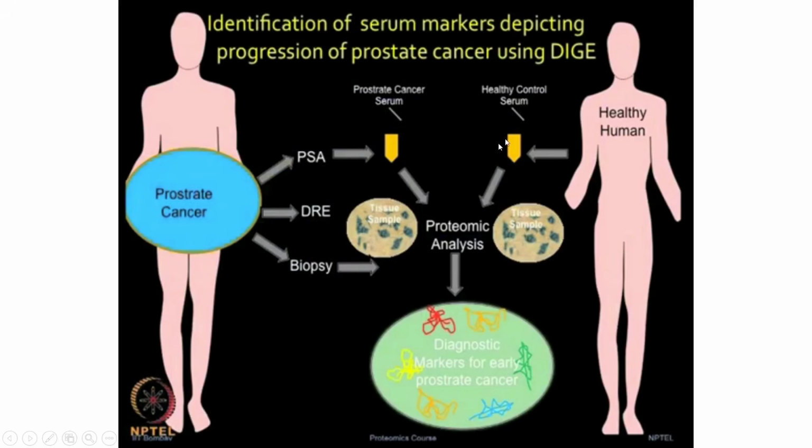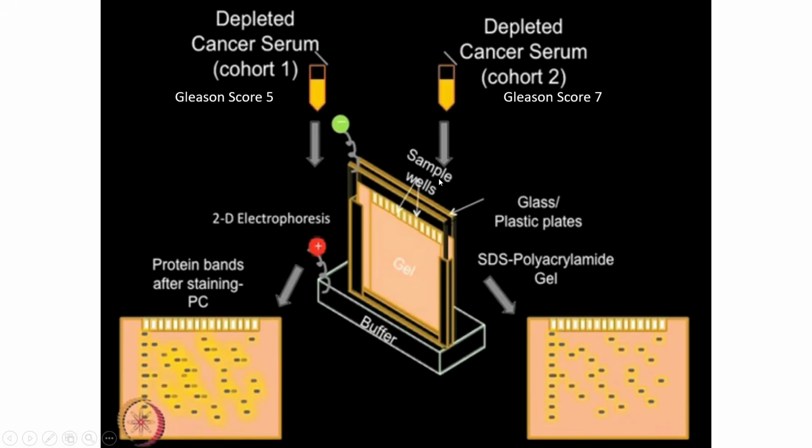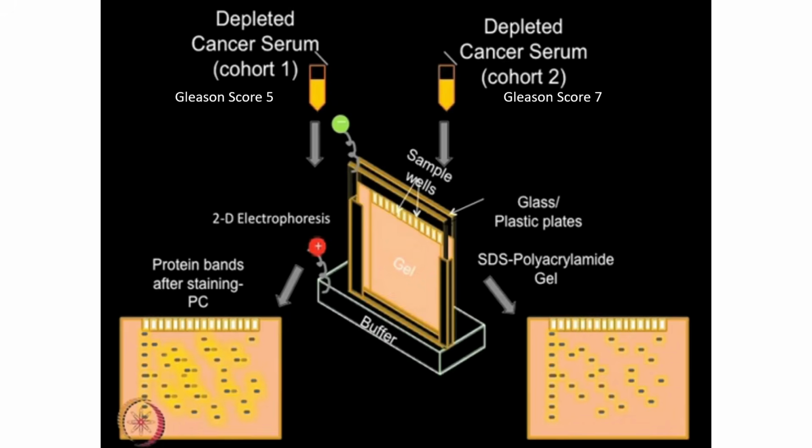So they took healthy samples as well as samples from persons suffering from cancer. They took their serum samples, and we already studied that serum has albumin and globulin in high concentration. So they initially removed them, and those are all part of sample preparation which we already covered.